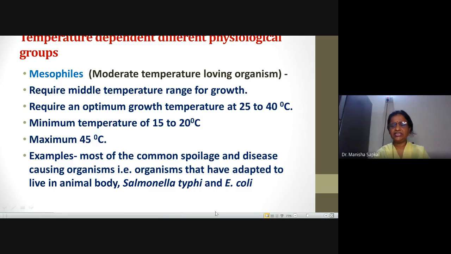Here are organisms that have adapted to live in the animal body, that is disease causing organisms like Salmonella, E. coli, all our routine bacteria which we are using for practicals come under this group Mesophile. So all pathogens and common spoilage causing organisms. Spoilage means spoilage of the food. Food spoilage causing organisms come under the group Mesophiles.